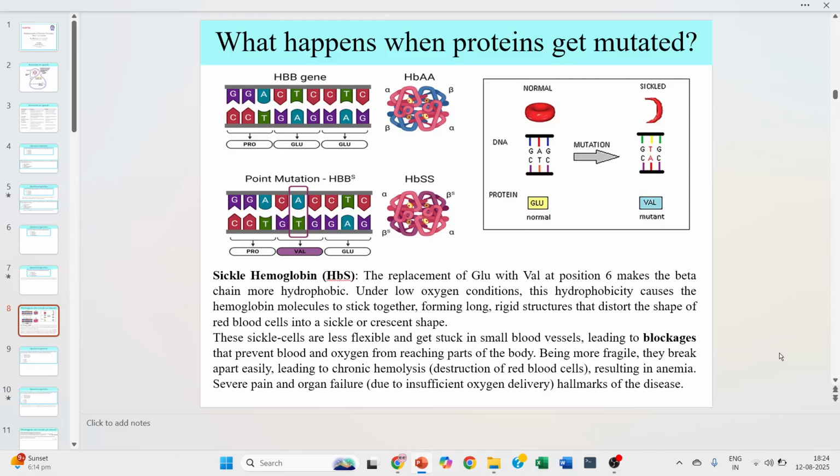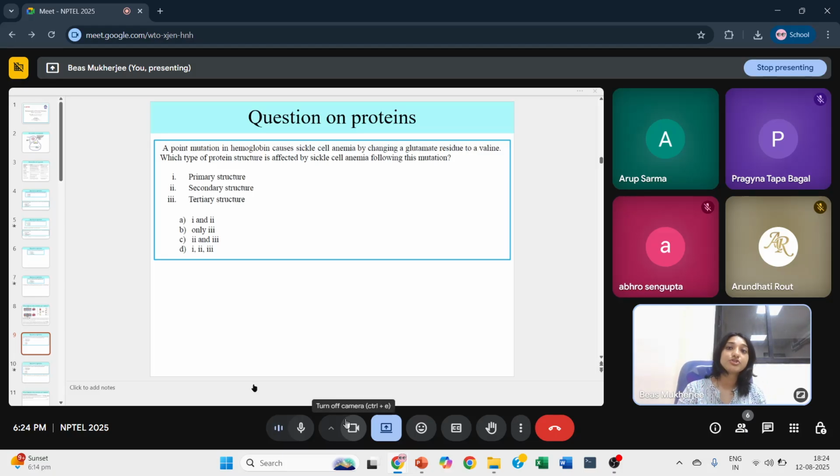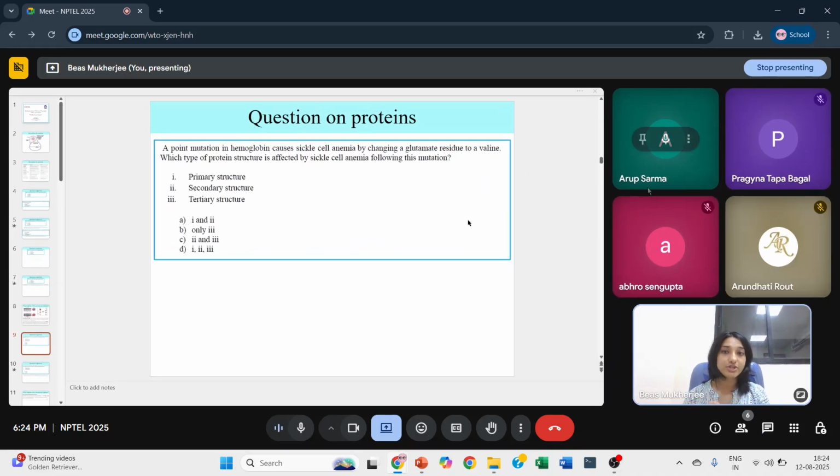Now, based on your understanding of this, try to answer this question. A point mutation in hemoglobin causes sickle cell anemia by changing a glutamic acid or glutamate residue into a valine residue. Which type of protein structure is affected by sickle cell anemia following this mutation? Your options are the primary structure, secondary structure, and tertiary structure. Every option has combinations: 1 and 2, only 3, 2 and 3, 1, 2 and 3. So which one do you think would be the right answer? Try answering.